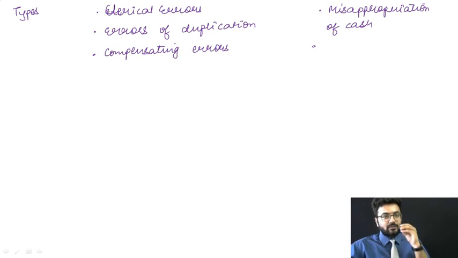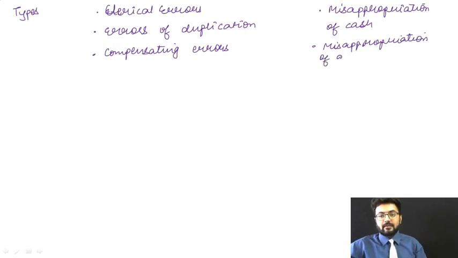You were ordered by your company to pay rupees 2 lakh to the concerned person. You have not paid them. Right? Misapplication. Now, the next is misappropriation of goods, but that should be done intentionally. Misappropriation of goods, misappropriation of cash, and after that, forgery of vouchers.